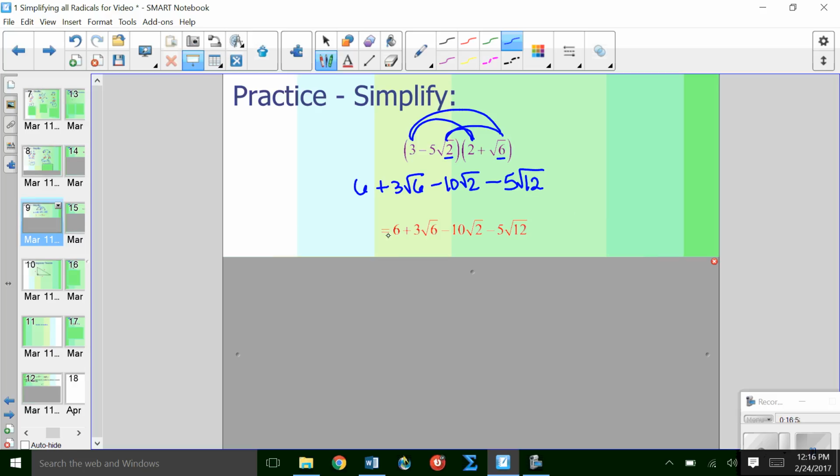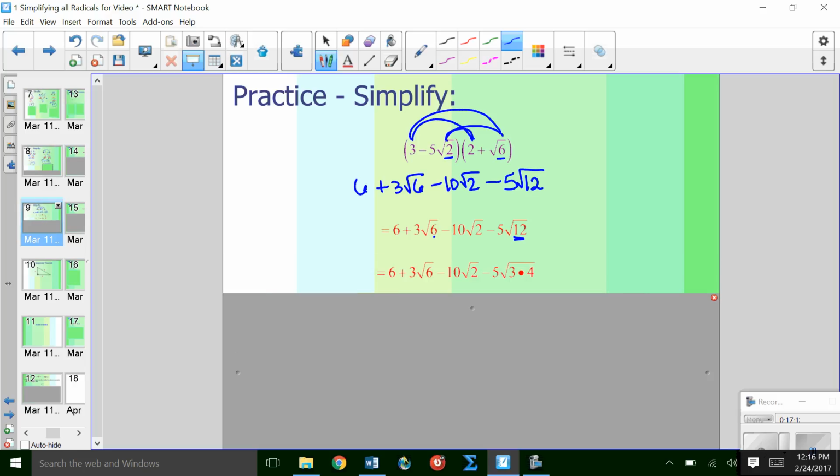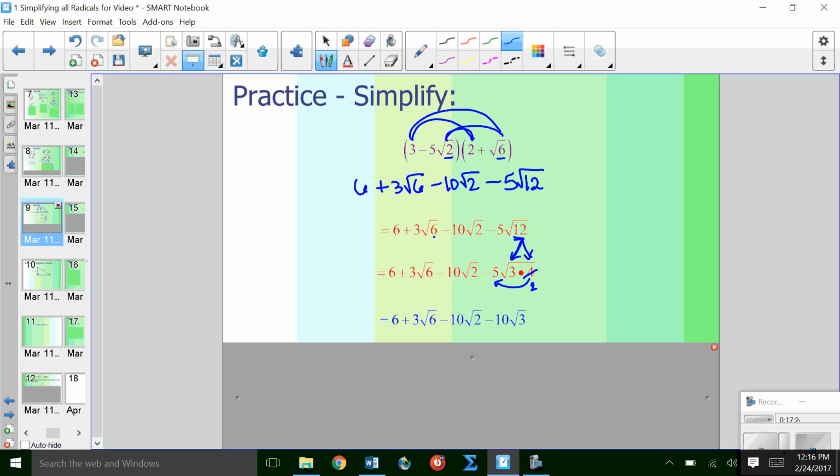From here, we would look to see, can anything combine? And right away, you're saying, okay, none of our radicands are the same. However, we do notice, hopefully, that one of the radicands can further simplify. So we're not completely finished yet. We need to break down that 12 into 3 times 4. 4 is a perfect square, so that we can take the square root of 4, which is 2. So 2 times 5 here gives us a 10 root 3.